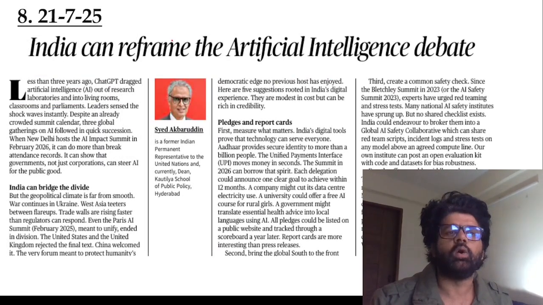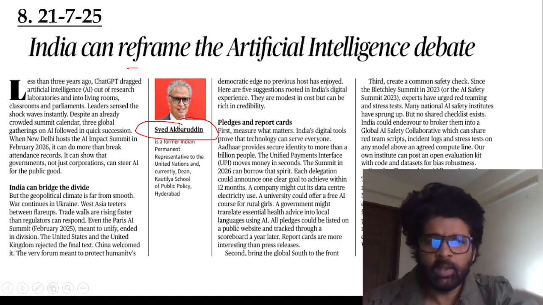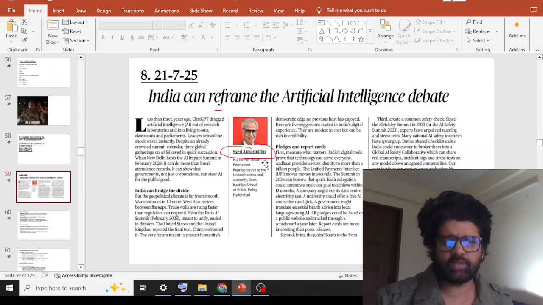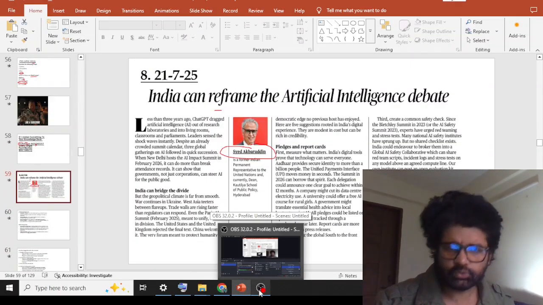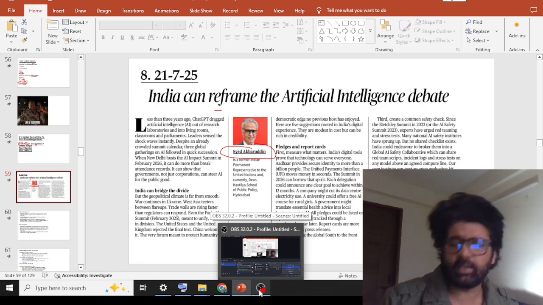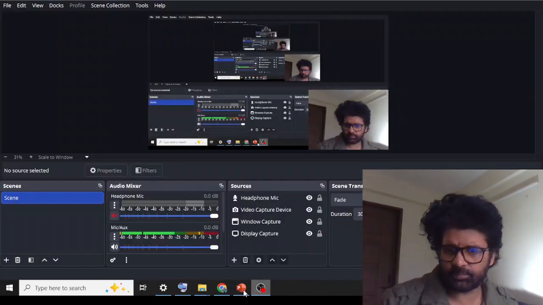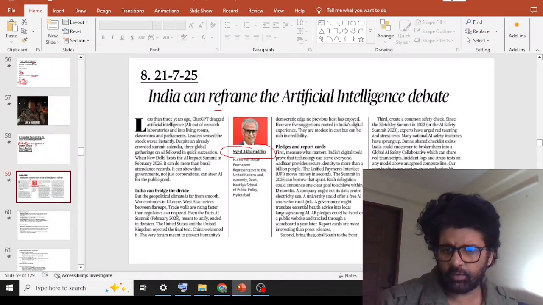Cool. Now, eighth article of the day. India can reframe the artificial intelligence debate, written by Syed Akbaruddin sir, former diplomat. Whenever he writes any article, these articles are actually very good. Here he has given a hint about red teaming and artificial intelligence. It has changed a lot about how we look at the world, how we look at data.